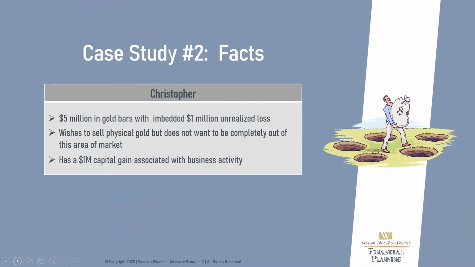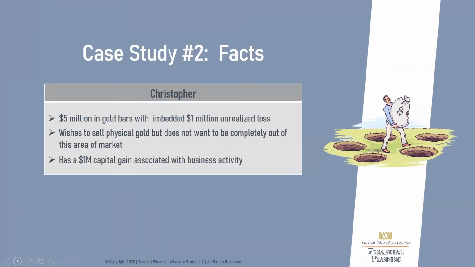Christopher has $5 million worth of gold bars that have an embedded $1 million unrealized loss. Christopher wants to get rid of the physical gold, but does not want to be completely out of this area of the market.